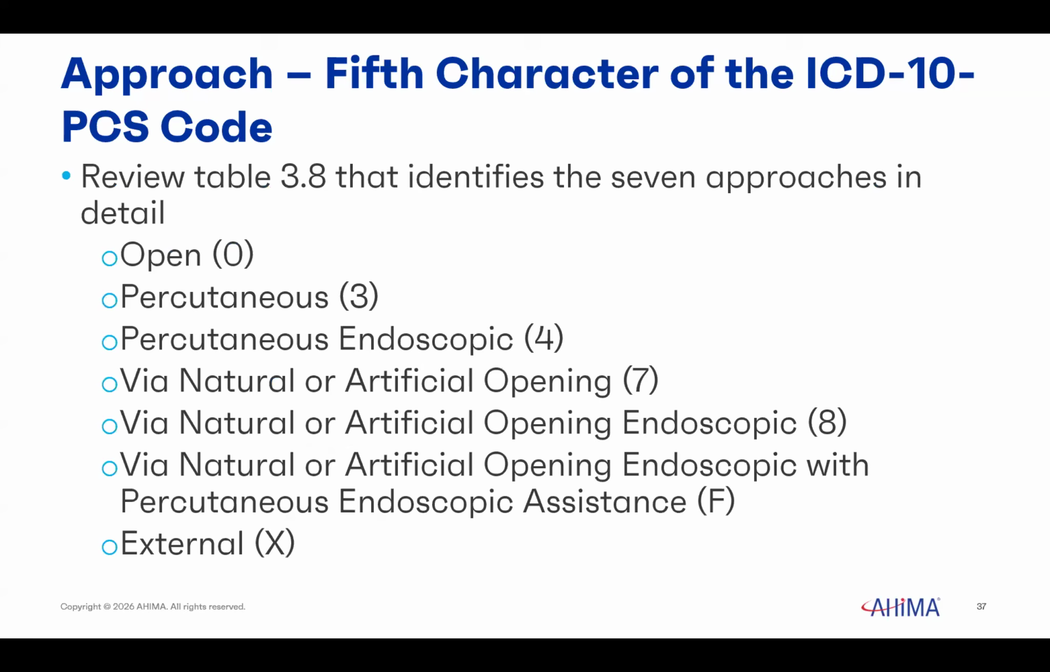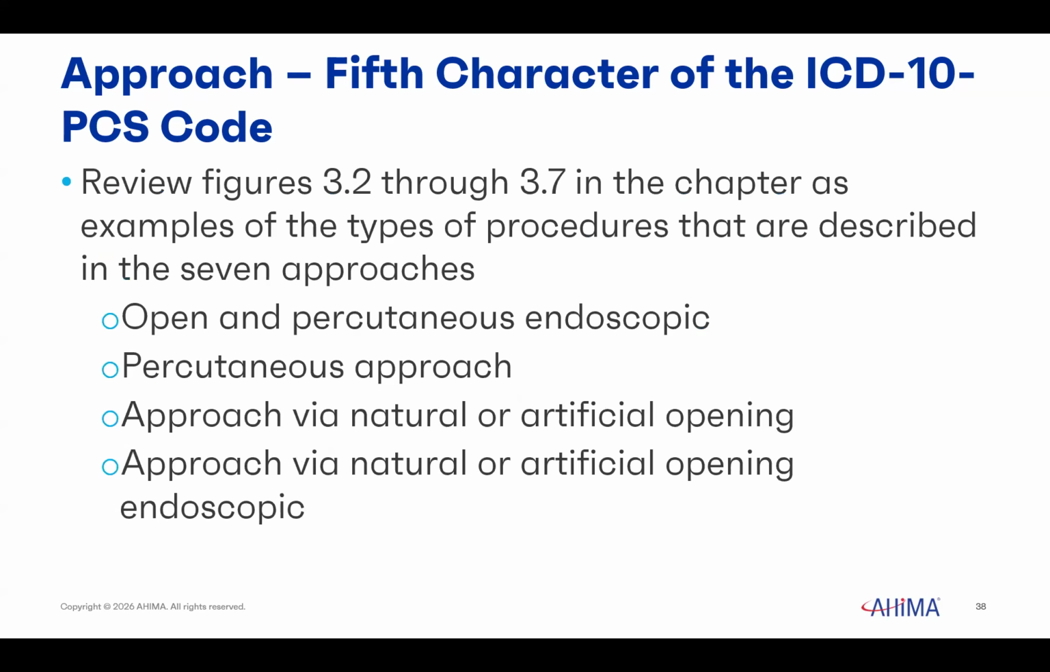You may want to refer to table 3.8, which gives you a really nice breakdown in your textbook of what open is, percutaneous, and so on. I'll let you review that table on your own. And you may also want to take a look at figures 3.2 through 3.7 in the chapter for examples of these procedures. Sometimes it's easier to get the idea of approaches if you can think about it in terms of a real procedure. So you'll see some examples of open versus percutaneous endoscopic, percutaneous approach, approach via natural or artificial opening, and approach via natural or artificial opening, endoscopic.